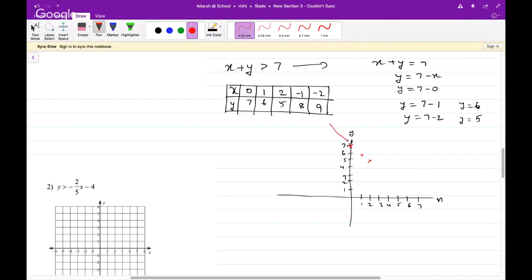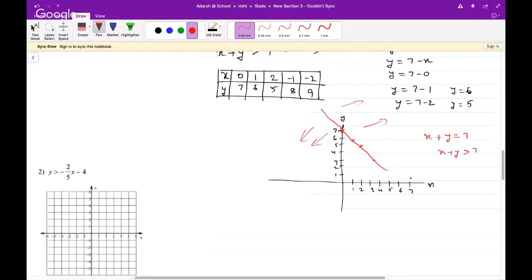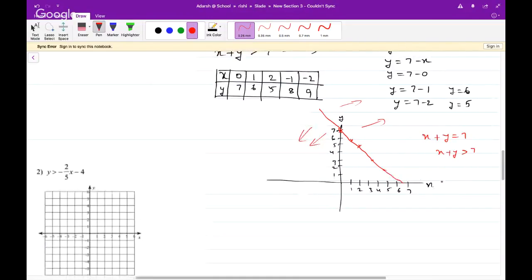This entire line is x plus y is equal to 7. Because we need x plus y greater than 7, either this side, this entire region, or this entire region is the greater than. We don't know which side it is. So how do you figure out which side is the greater than region? What you will do is put x equal to 0 and y equal to 0 and verify.